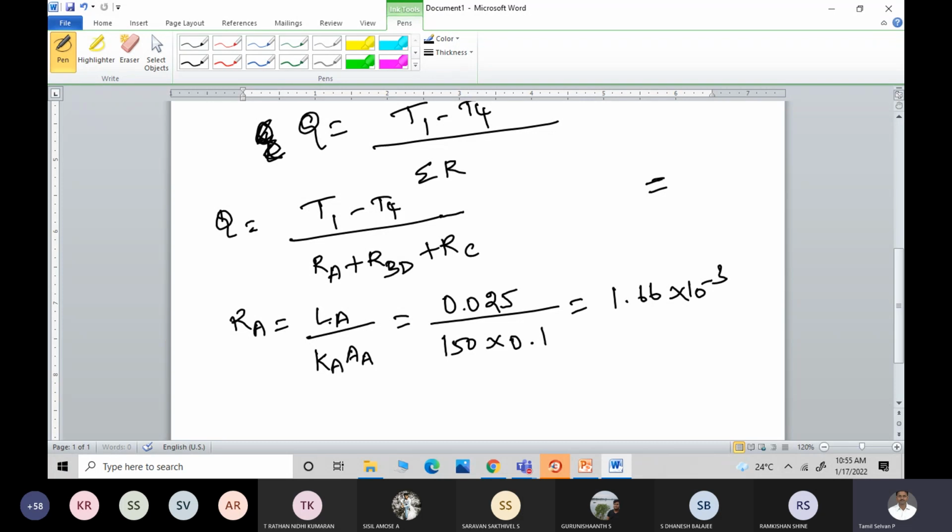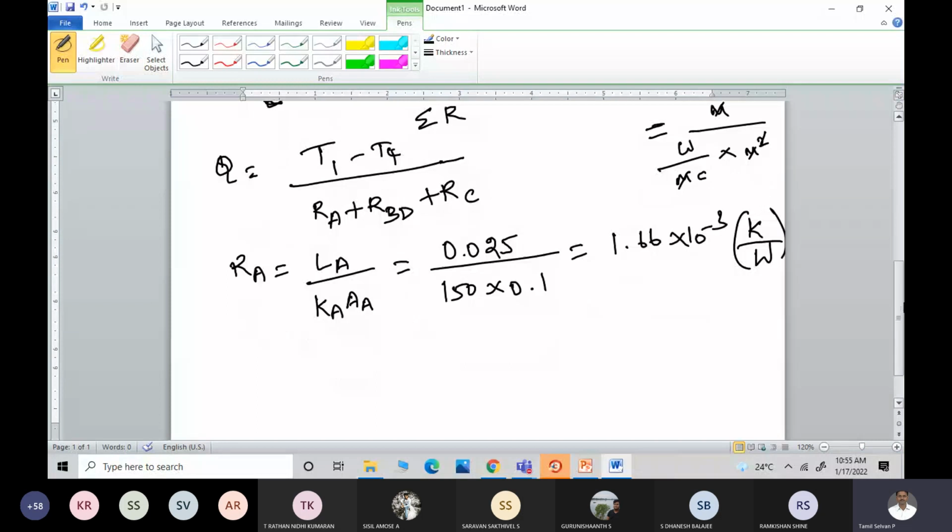Because length is in meters, thermal conductivity is watt per meter degree C or Kelvin, and area is in meter squared, so it will be Kelvin by watt, or degree C by watt. Am I correct or not? Yes, so Kelvin by watt. Now I have found the first one, and similarly R C is also easier.